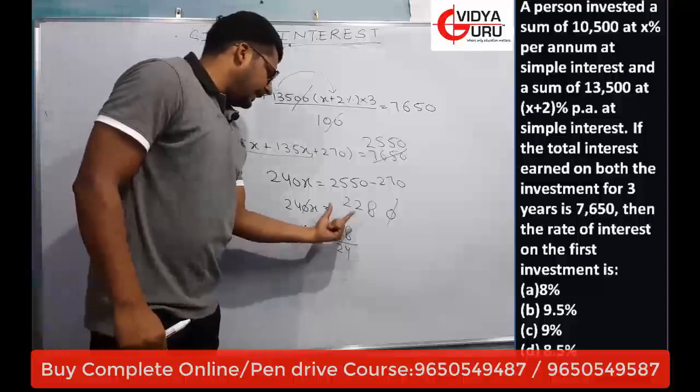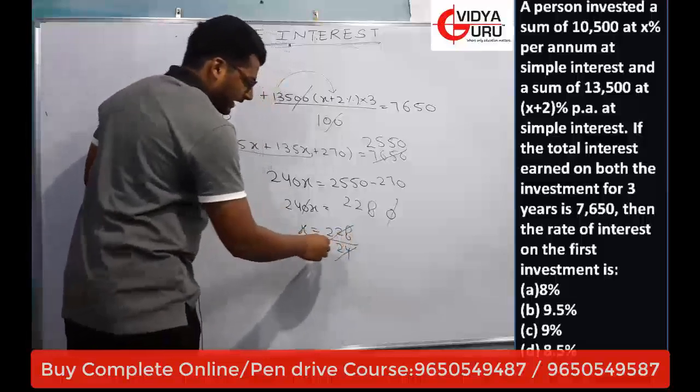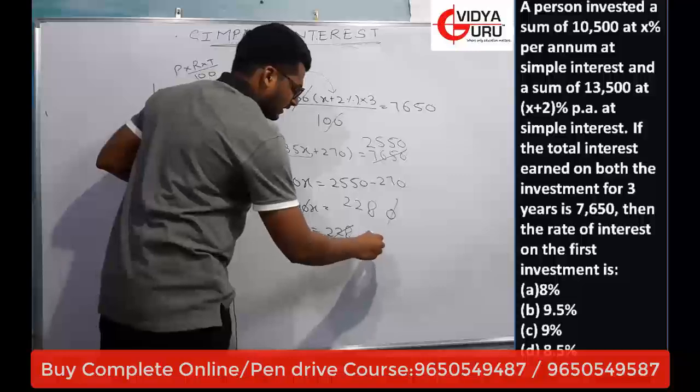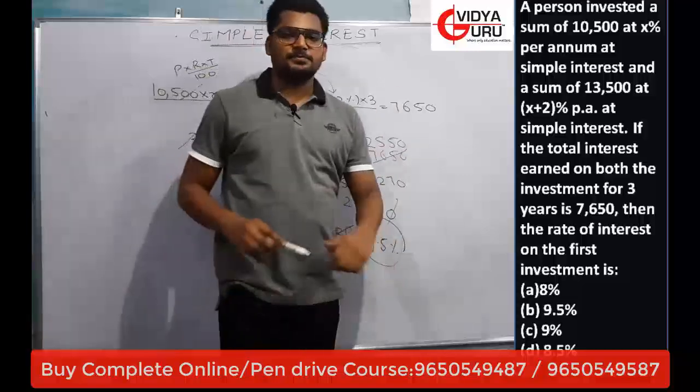Approximately it is 9 times. That means if I check through the options, it is not exactly 9 times but more than 9. That means the answer is 9.5%.